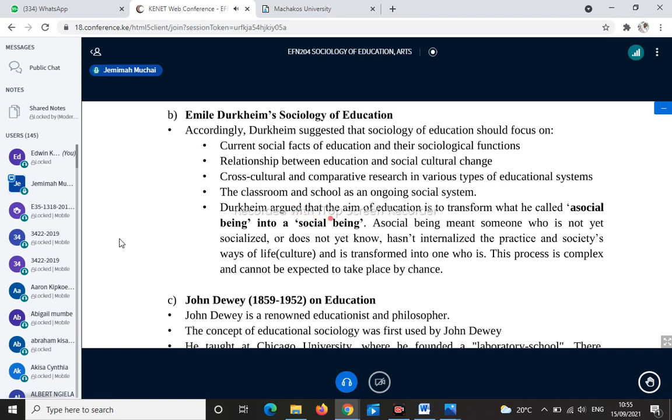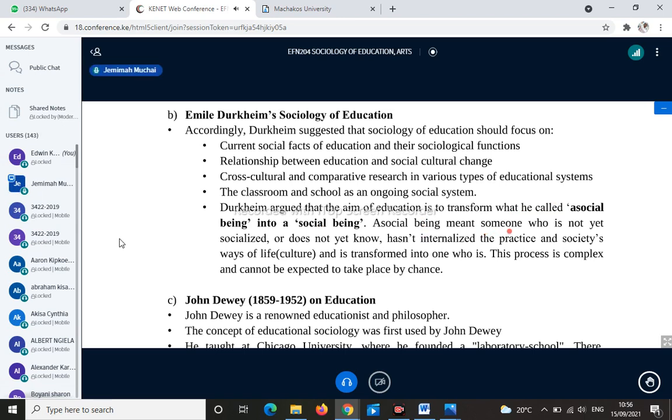Durkheim argued that the aim of education is to transform what he called an asocial being into a social being. When you are beginning your education, you are asocial. When you are educated, you become a social being. You should note this one. You should even write NB in capital. This one you may find in your examination: discuss how to transform an asocial being into a social being.